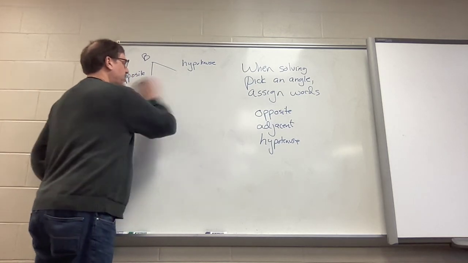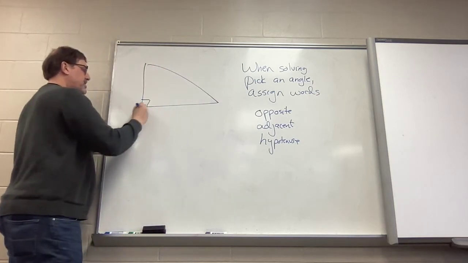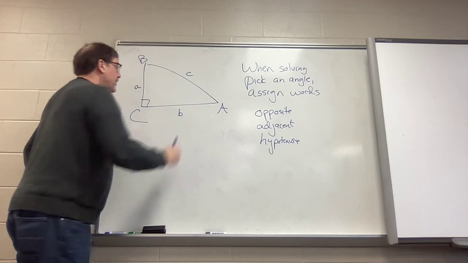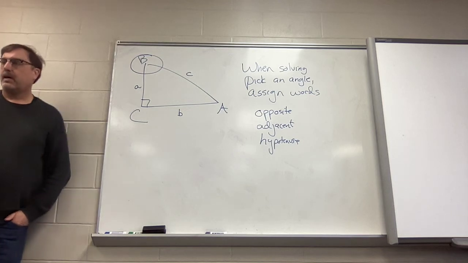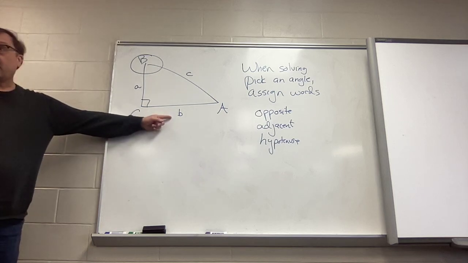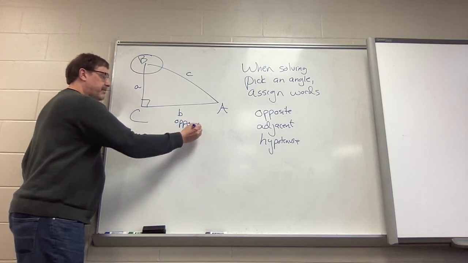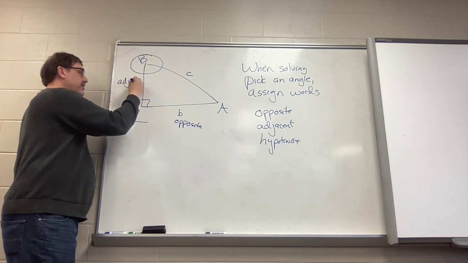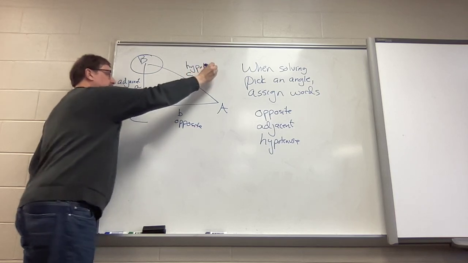Now, let me just redraw the picture with full erasure. It's going to be the same or incredibly similar picture. I am going to pick that angle. Whoa, that's far, far away. That's the opposite. Whoa, that's really nearby. That's adjacent. That's always the hypotenuse.